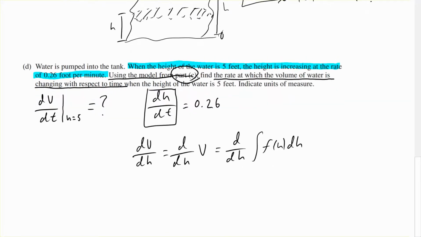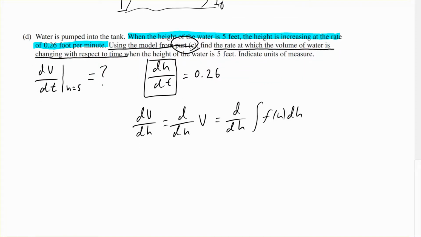But there's something quite interesting about this. If you recall the fundamental theorem of calculus, we can say that the derivative of an integral that has the same values, well, let's call these values, I guess, then you can say that this is just equal to f of h. So now we found that dV/dh is just, in fact, f of h.